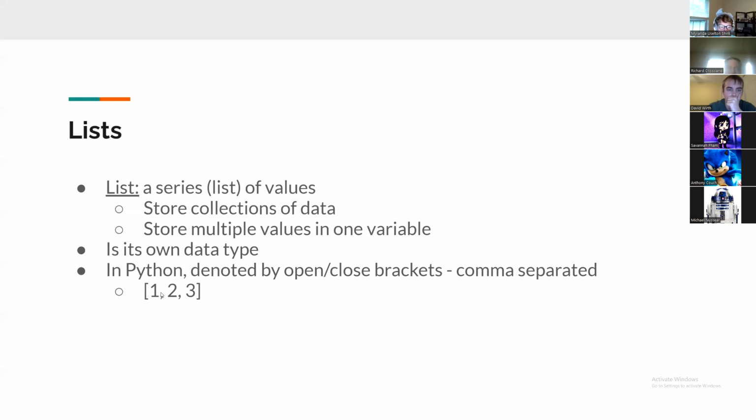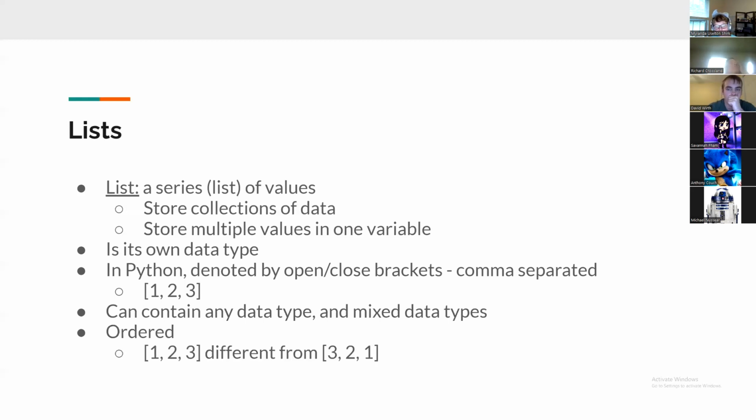And so you see the different elements here in the commas. Sorry if I hesitate sometimes, it's because I'm reading questions that people send me and I want to make sure I answer them. Okay, so in Python, it's denoted by these brackets here and separated by commas. These can contain any type of data type and mixed data types. So it can contain numbers like ints and floats. It can also contain strings.